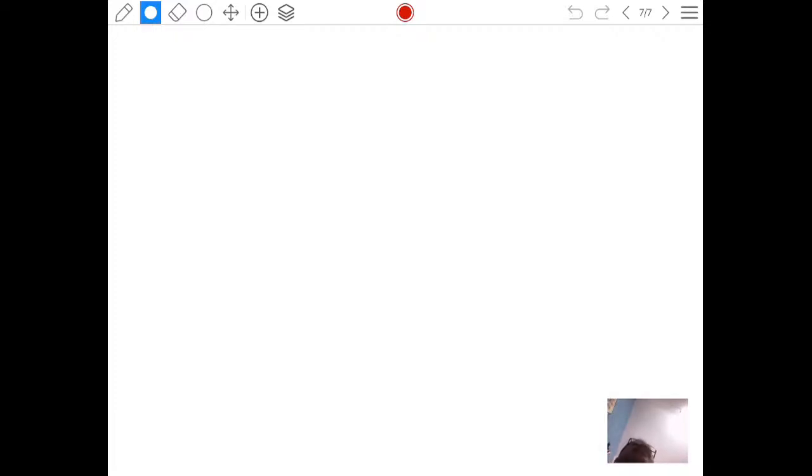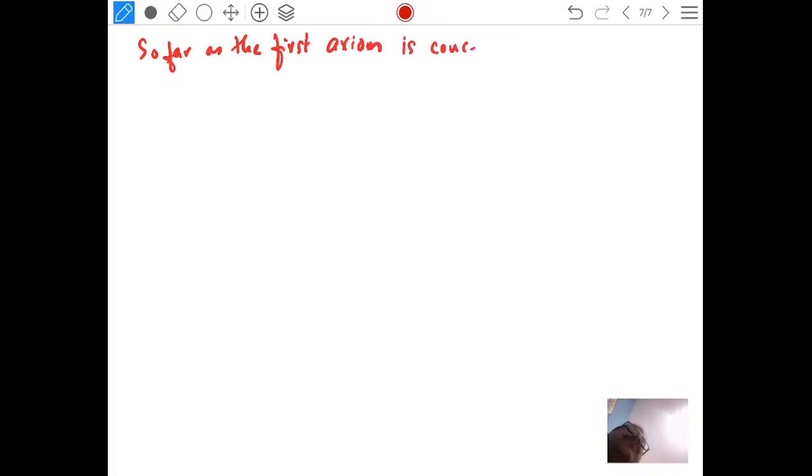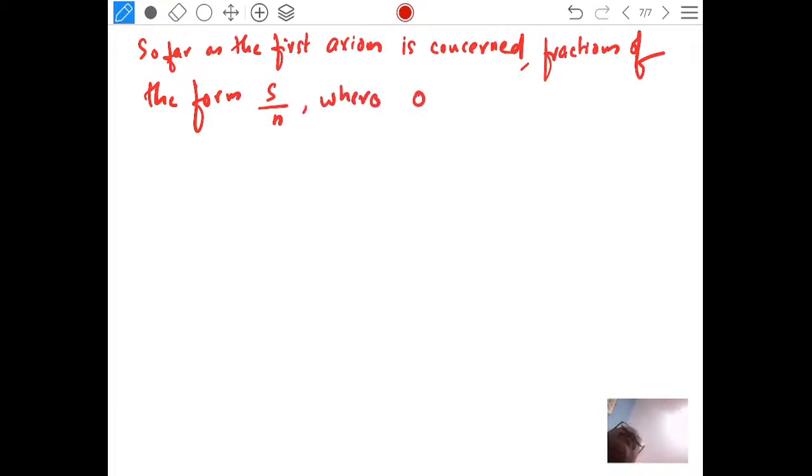So far as the first axiom is concerned, we have fractions of the form S by n, where 0 less than or equal to S less than or equal to n.